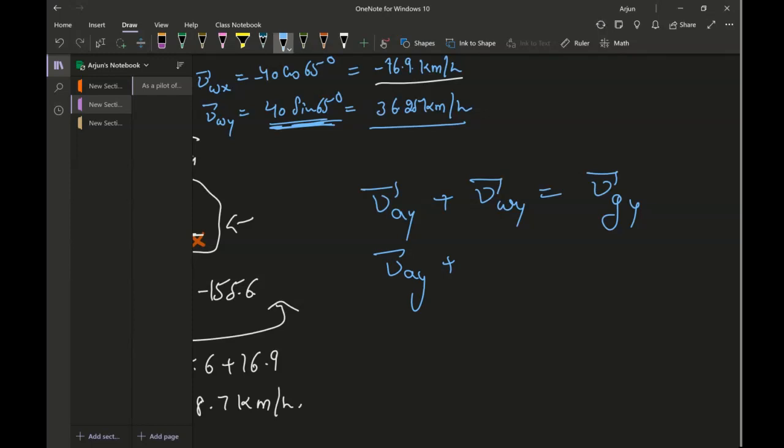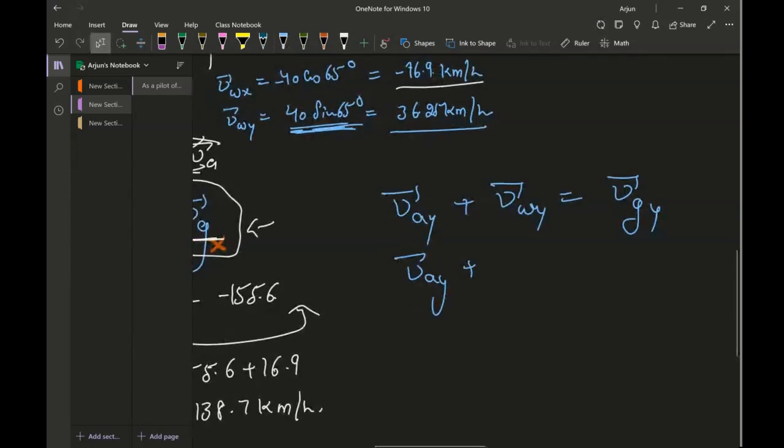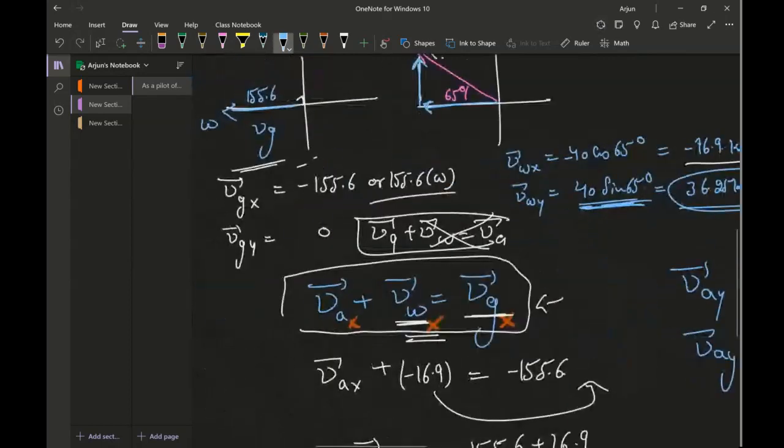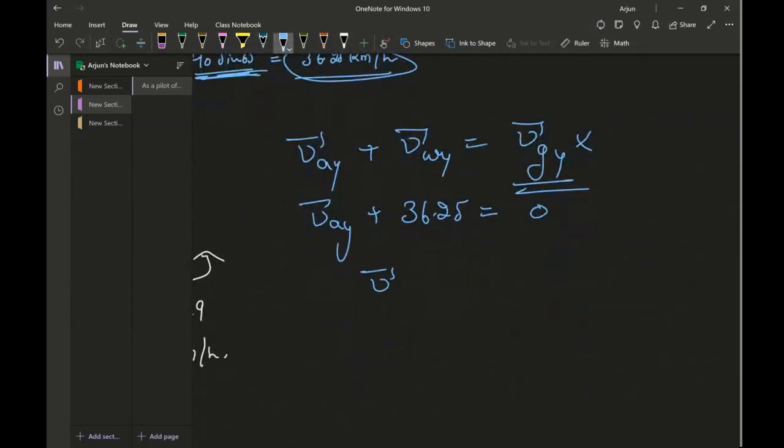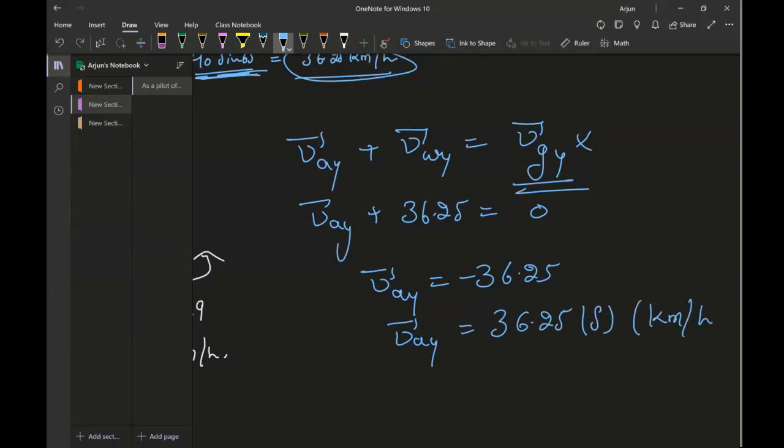VWY is, we've earlier figured out, that is 36.25 equal to VGY. There is no component of this vector in the y direction, so this is 0. So I'll place this down here as 0. So VAY value will be 36.25 but negative. So VAY is 36.25 in south direction. Again, the units are kilometers per hour.